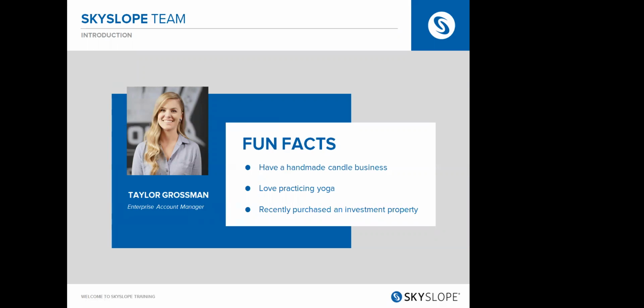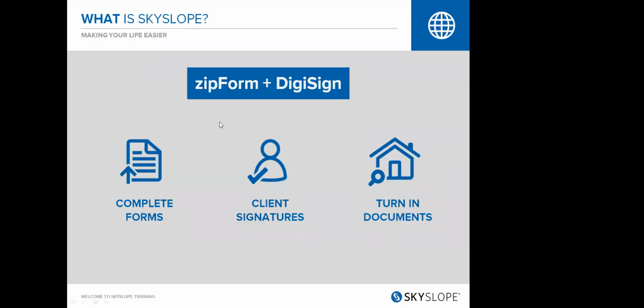What we're going to be talking about today is really how you as agents can utilize zipForm and DigiSign within the SkySlope platform. We'll be walking through how you can complete your forms, get your client signatures on those forms, and then quickly cover how to turn in your documents. Those are really the basics within the SkySlope platform. So again, as you have questions when we're going through, make sure to use that chat window. I'll pause periodically and answer those questions.